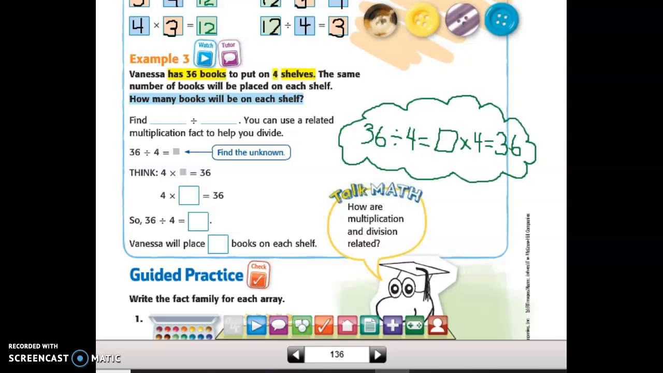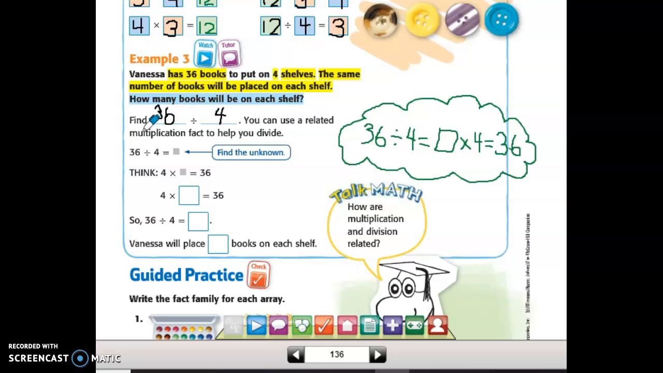And another piece of information is the same number of books go on each shelf. That's important too. Otherwise you wouldn't be able to write a simple division equation. Okay, so she has a total of 36 books. And they're being separated out or divided into 4 shelves. So 36 divided by 4.